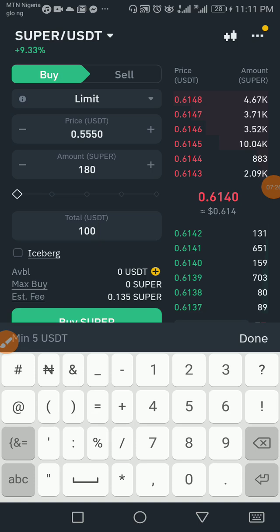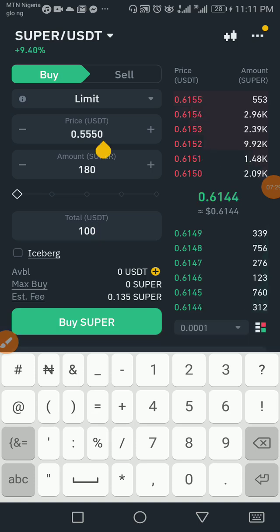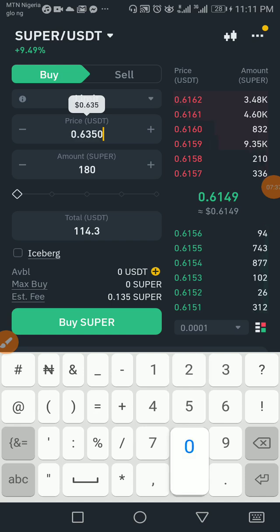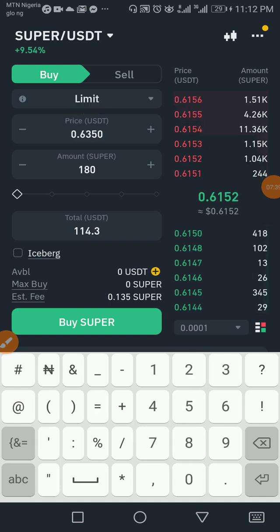So after buying at this, you come here after your order has been filled, and then you change to 0.6350. Your order will not be executed until the price rises and hits the new sell limit you've set, and then you will be able to get your profit of $14.